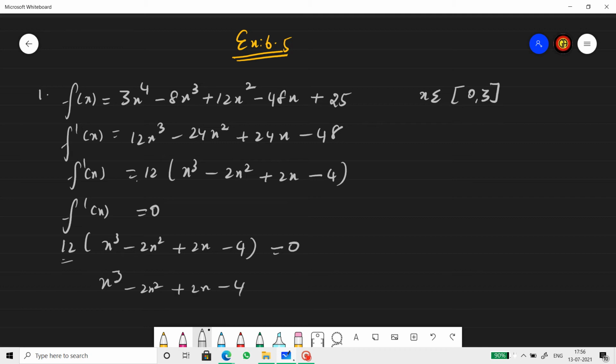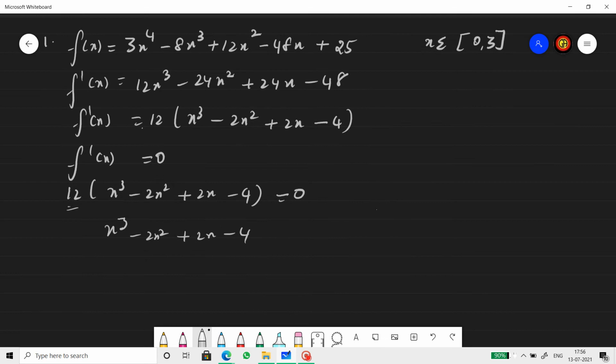Now, being a cubic polynomial, there will be 3 roots to this. Now, what are the possible roots? The x cube coefficient is 1 and the constant is minus 4 here. So the product of the roots is 4. The possible factors of minus 4 are plus or minus 1, plus or minus 2, plus or minus 4.